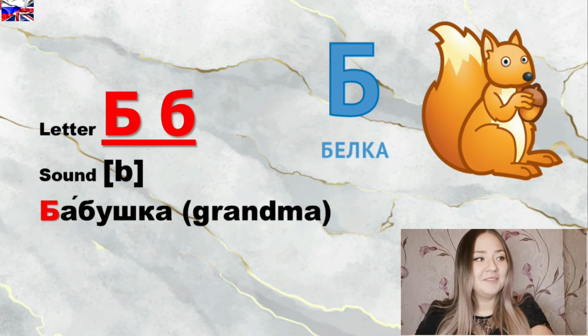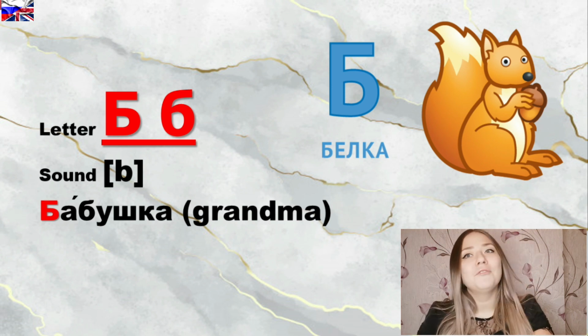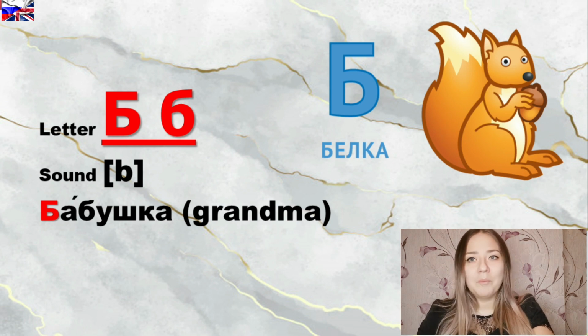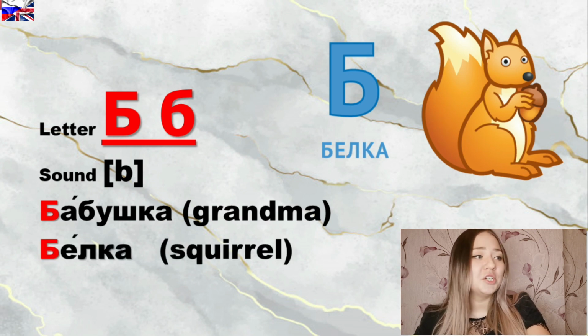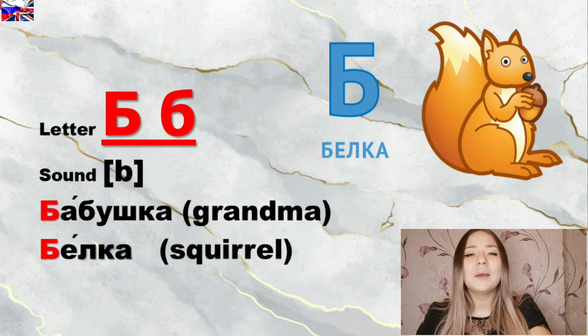Grandma, for example, a very famous Russian word that many foreigners know: babushka. The correct stress is on the first syllable, babushka. Or for example, squirrel. Squirrel is белка. So far, so good, right?